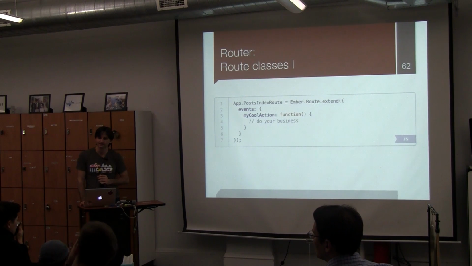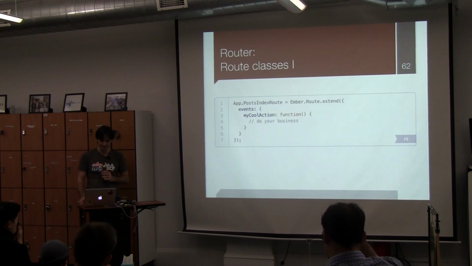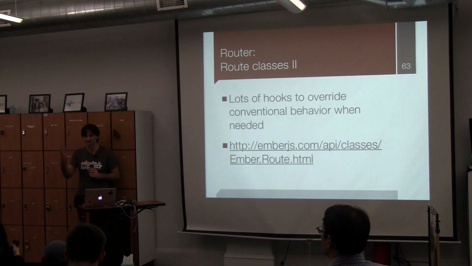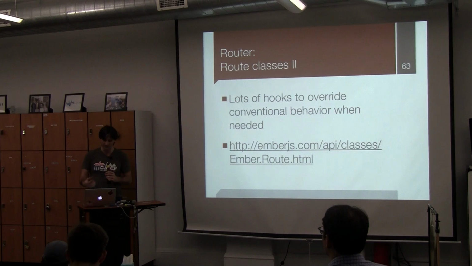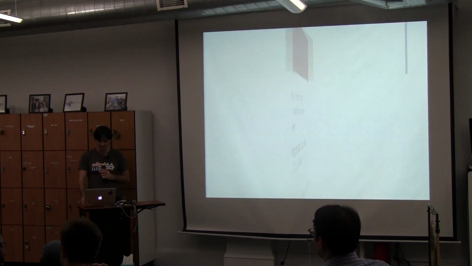Yep. You would use the model hook and then take the slug and use that to look up your model and return it. Again, I didn't list out the hooks here, but the hooks are in the API. So emberjs.com/API has full API docs that are generated from the source code. And the Ember route lists all those hooks out.